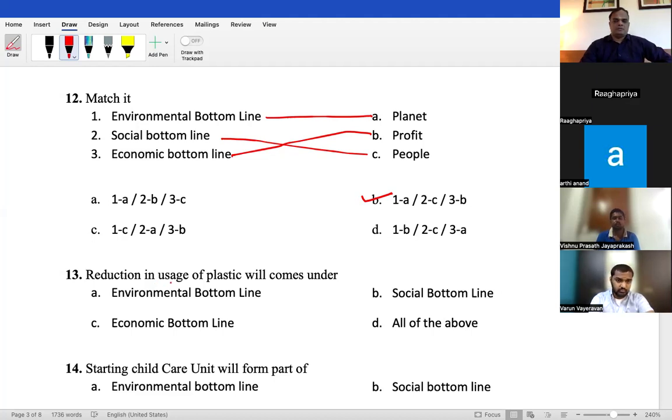Question number 13. Reduction in usage of plastic will come under option A environmental bottom line, option B social bottom line, option C economic bottom line, D all of the above. Environmental bottom line. If you see, all the 3, reduction in usage of plastic is going to help, right or not?